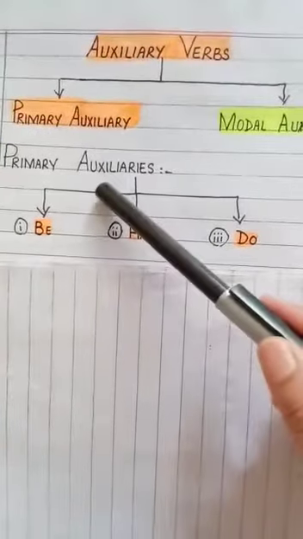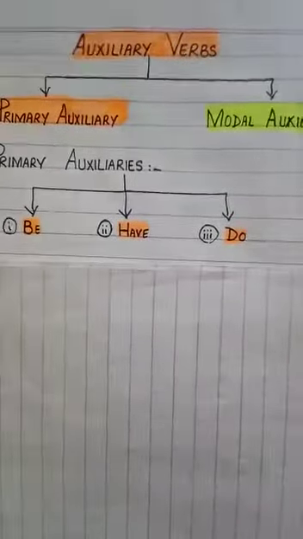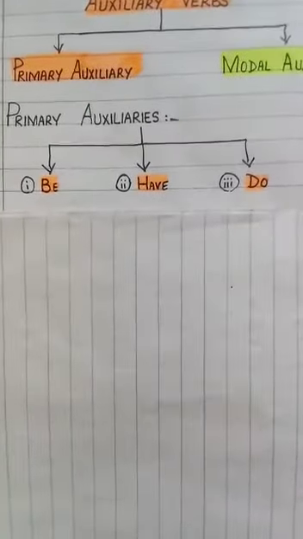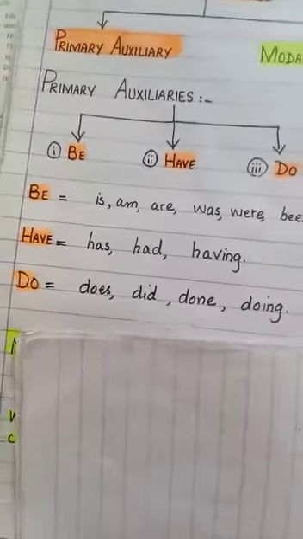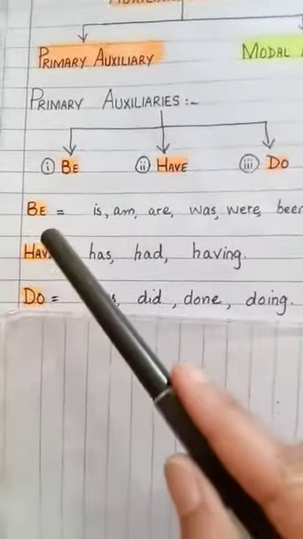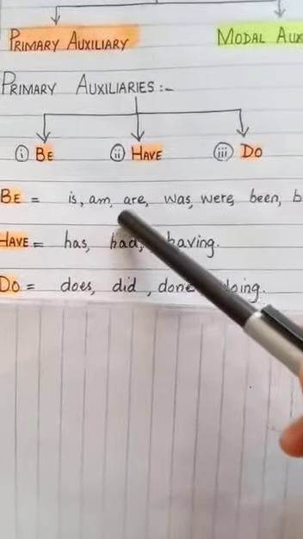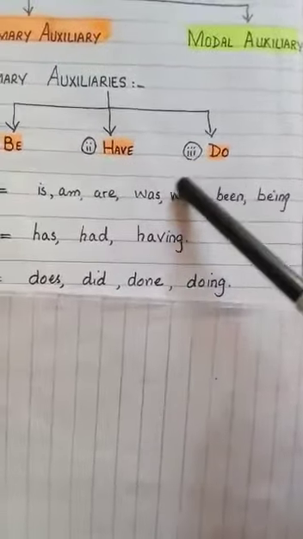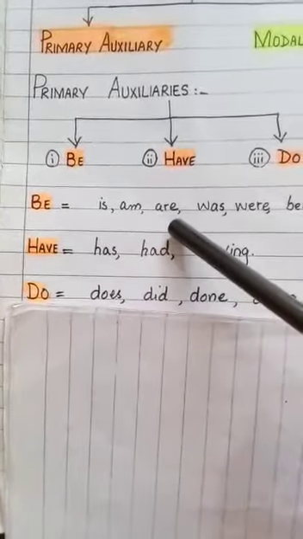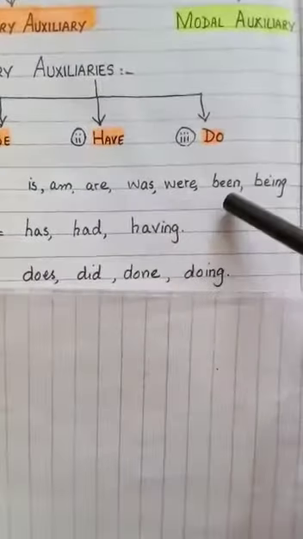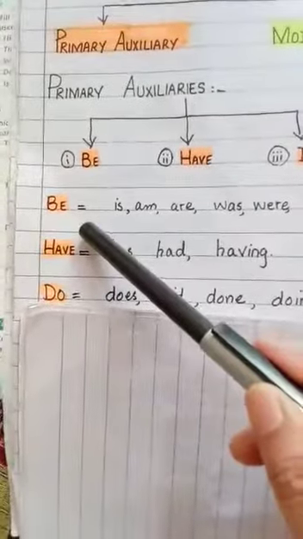Be, this is primary auxiliary. Have, this is primary auxiliary, and do, this is also primary auxiliary. These three are called primary auxiliaries. Now, further detail of these three auxiliaries. Be, it is a kind of auxiliary verb, and it has further these words, and they are called the members of be family: is, am, are, was, were, been, being. All of these are called auxiliary verbs and they belong to be family.